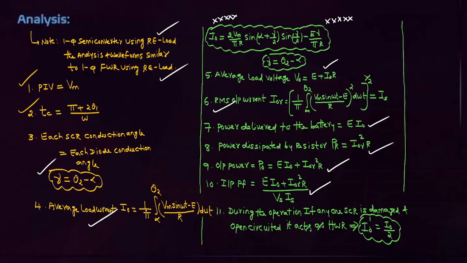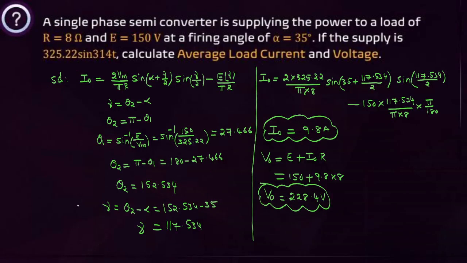Here also, during the operation, if any one thyristor is damaged and open circuited, then the current is reduced by 1 by 2 times. You mainly have to concentrate on this from an analysis point of view. After practicing those analysis points, it is better to practice these problems. Whatever the model that I solved, that practice is enough. Once again, I am repeating the same statement: just practice the formulas and solve this model of question.